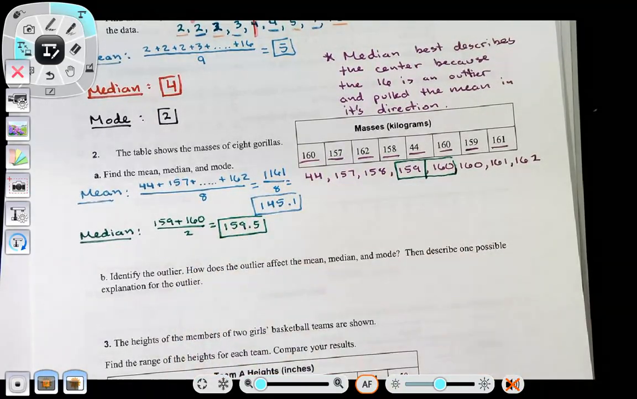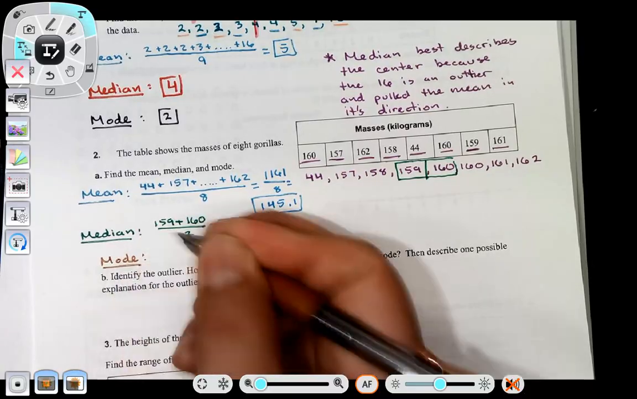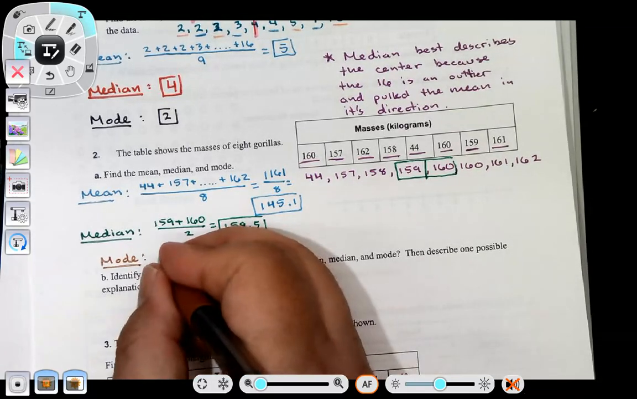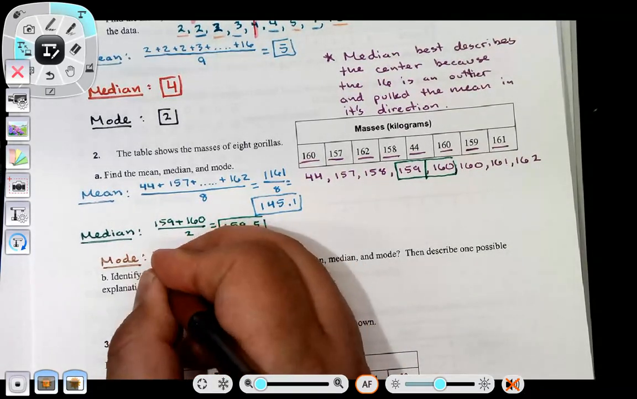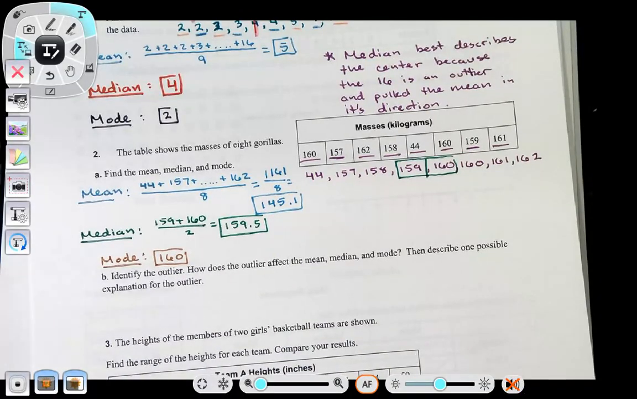So there's the median. Do we have a mode in this one, though? Do we have a mode? Yeah, we do. Which one is the mode? Yeah, the 160. It's the only number that repeated twice. All right, well, they didn't say tell me who best describes it. They just said, hey, find them. Okay, we found them. They didn't ask a follow-up question.